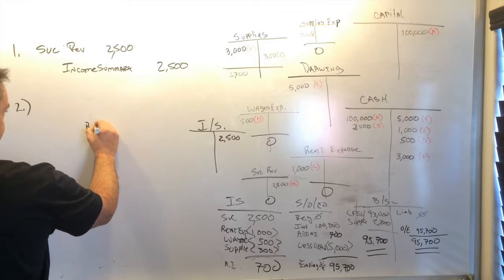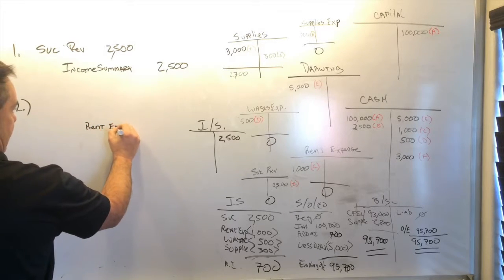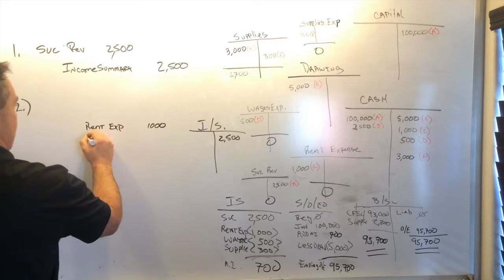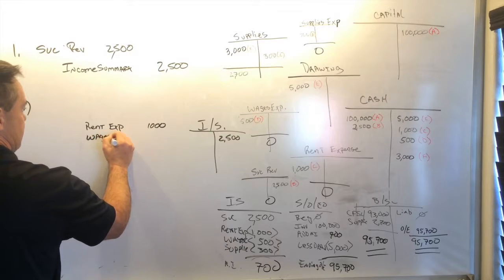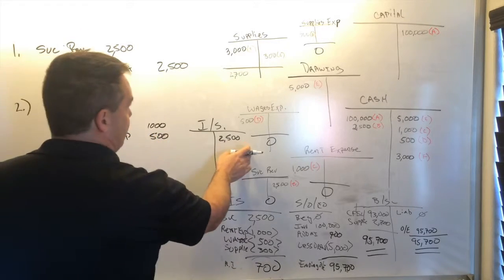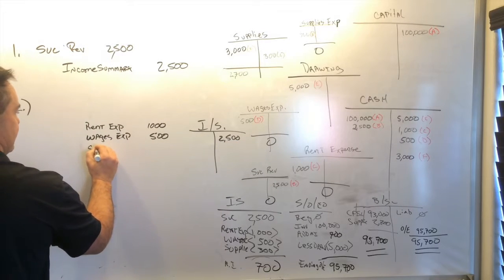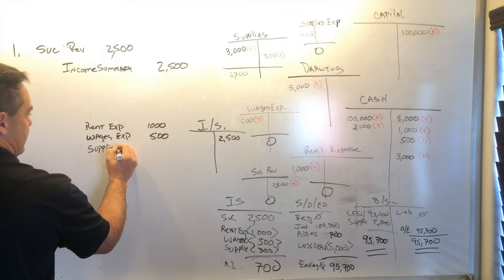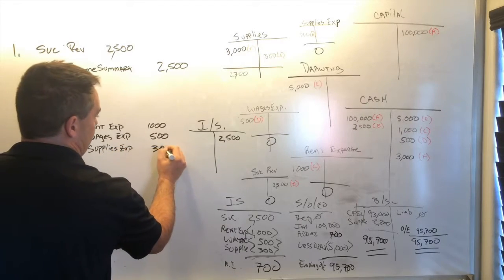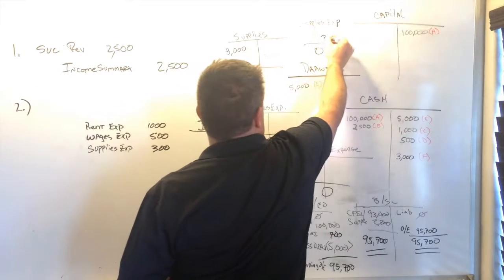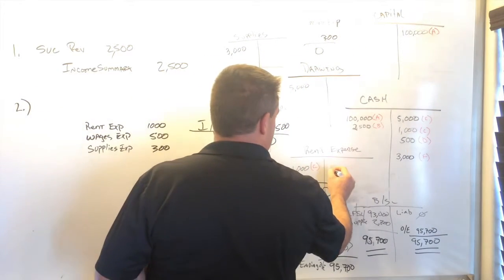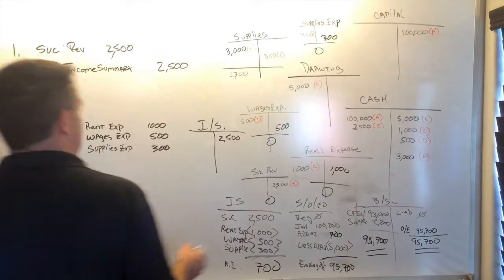So rent expense, I'm going to credit for the $1,000. Wages expense, I'm going to credit for the $500, which is in wages expense. And then supplies expense, I'm going to credit for the $300, which is in the supplies expense. So if I do that for all of them, I will make those accounts zero. And that's what the goal is.